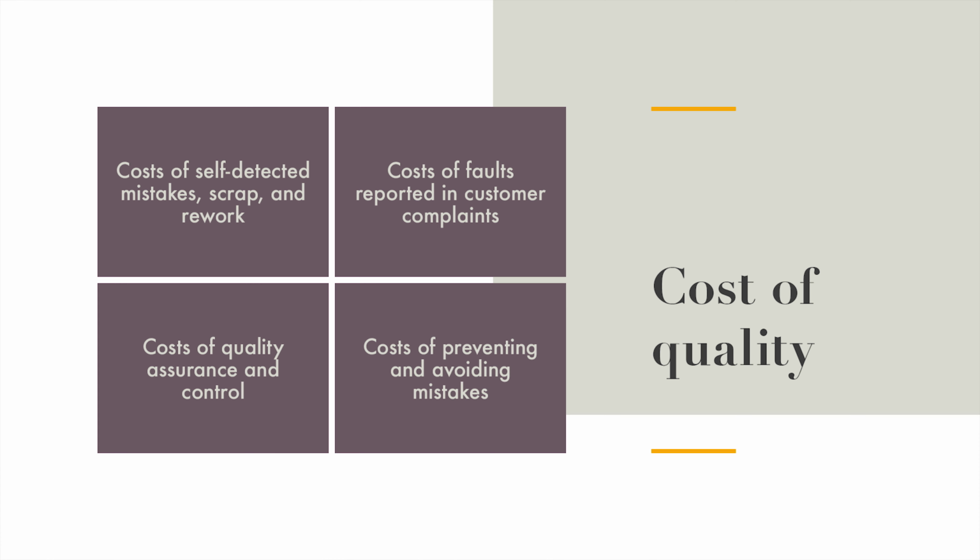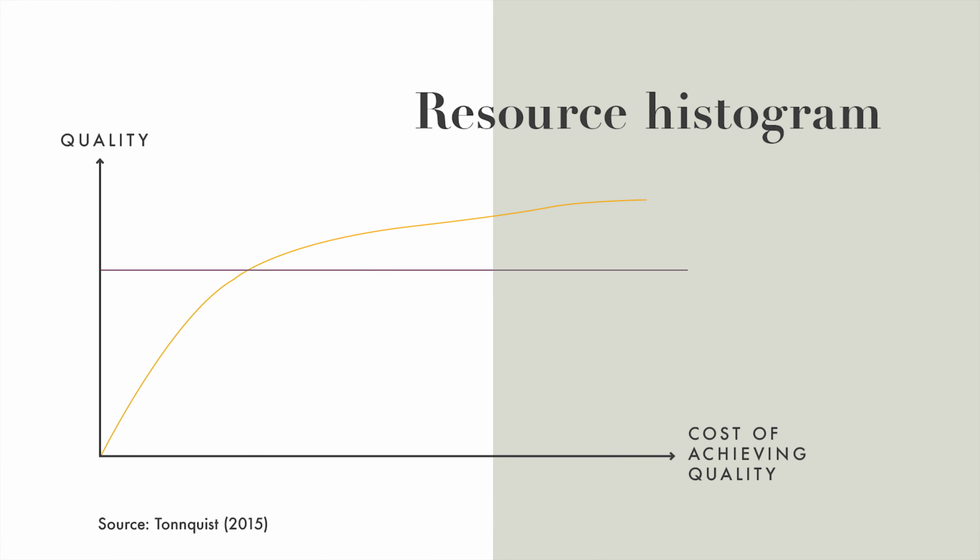This gives us a diagram like this one, where the job of the quality management is actually to identify the optimum point where increased investment in quality control doesn't anymore produce comparable results.